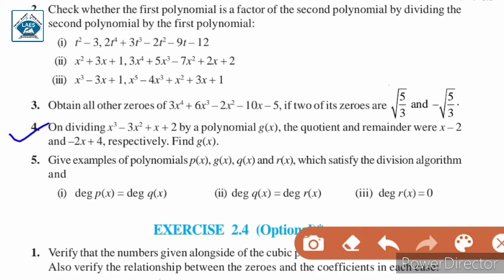Question number 4. On dividing x³ − 3x² + x + 2 by a polynomial g(x), the quotient and remainder were x − 2 and −2x + 4 respectively. Find g(x). In this question, we have to find g(x). Now when we divide this polynomial by g(x), we have quotient equal to x − 2 and remainder equal to −2x + 4. So let us see the solution.